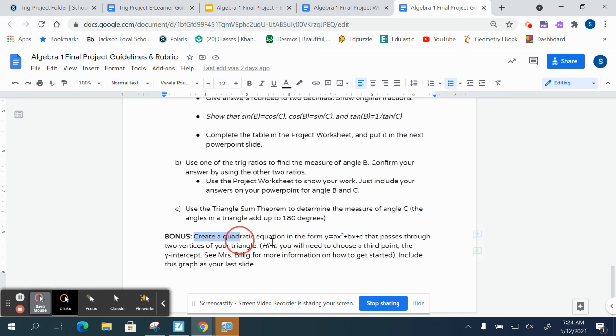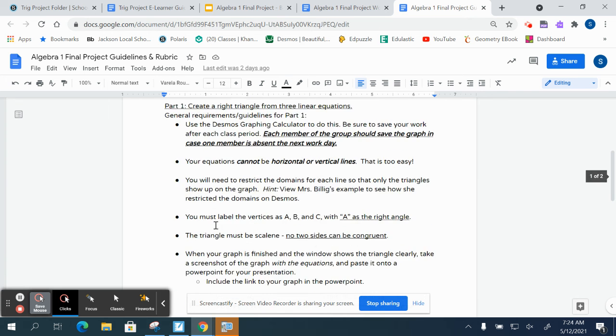So create a quadratic equation that passes through 2 vertices of your triangle. Okay, so that's pretty much it.